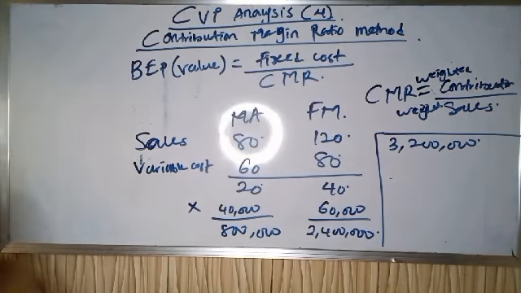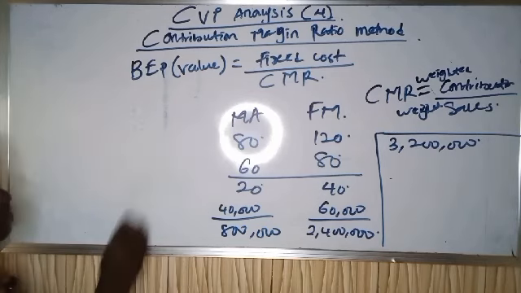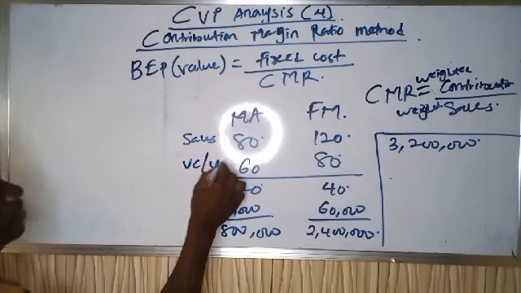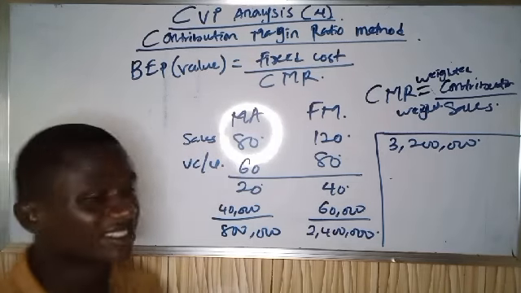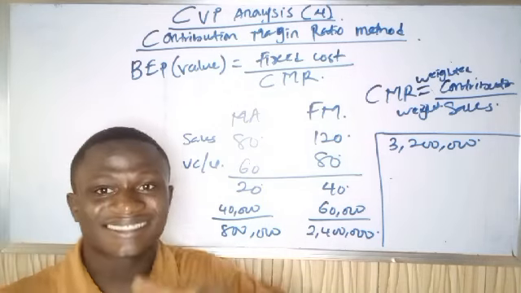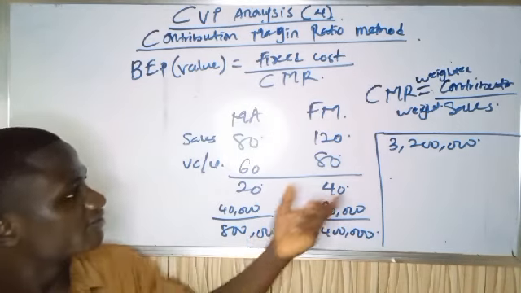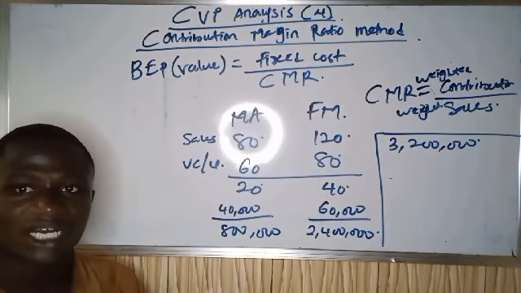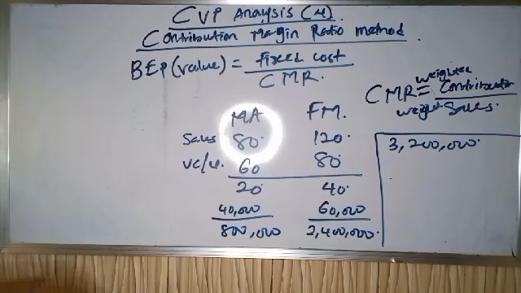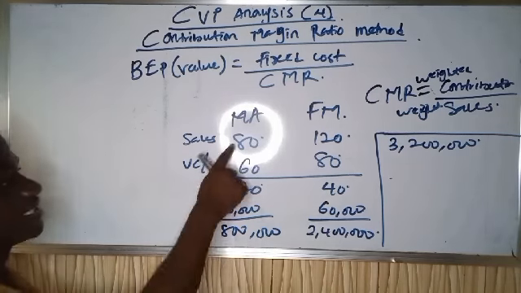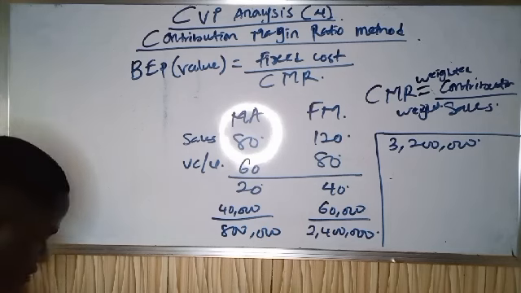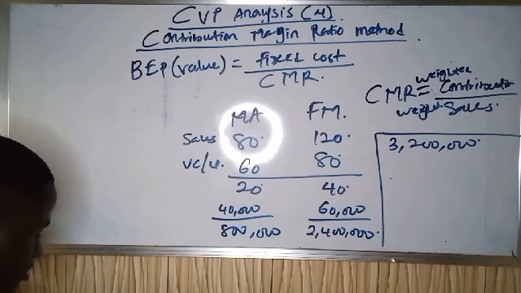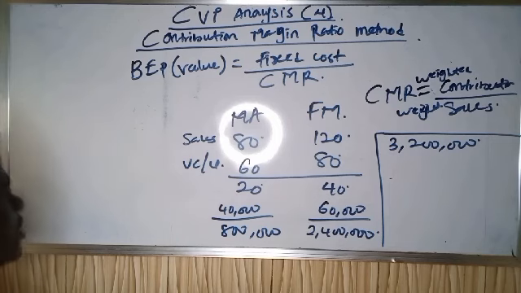Since we have calculated the contribution, right, let's calculate rather the sales that we earn from selling each product. If I'm selling one product at 80 naira and I'm producing 40,000, how much am I going to be earning after selling the product? So the sales for MA will be 80 naira per unit multiplied by 40,000 units. That will be 3,200,000 for MA.